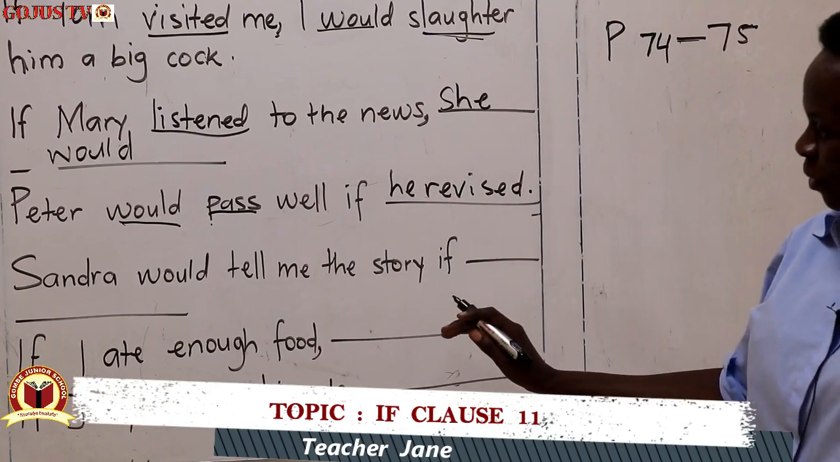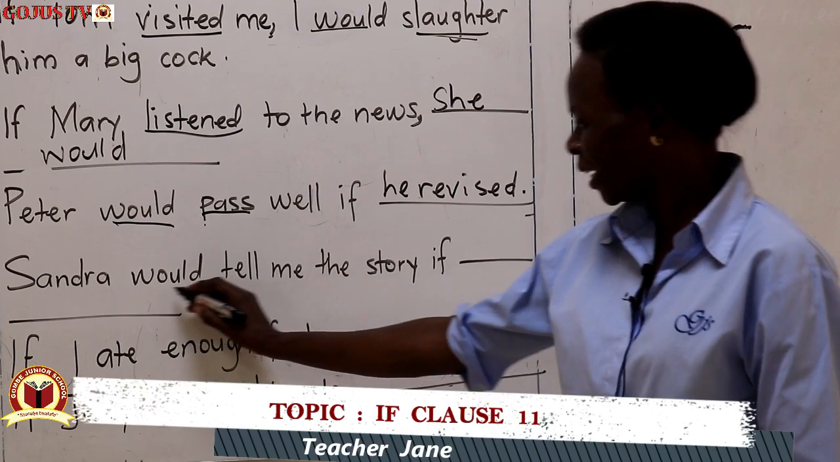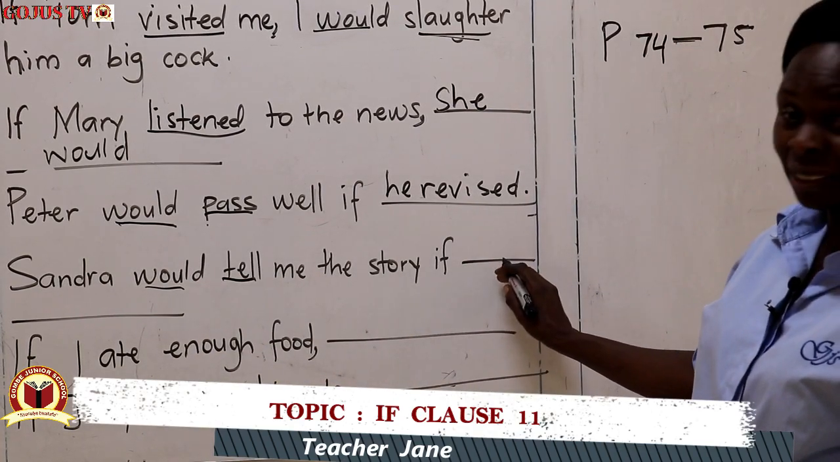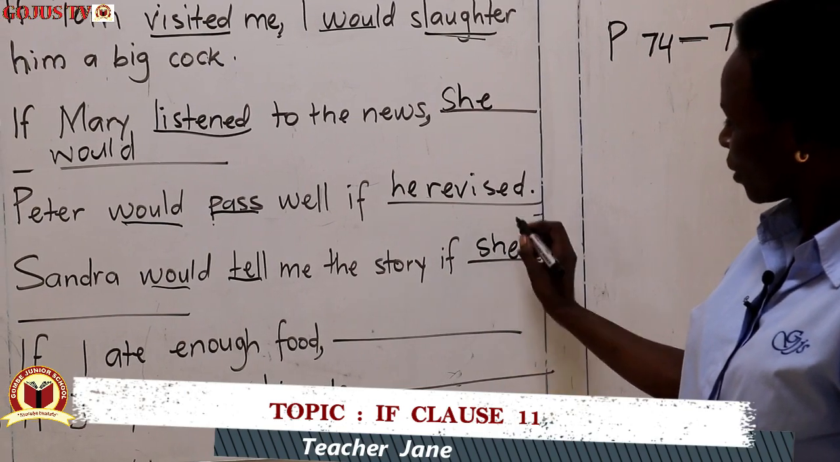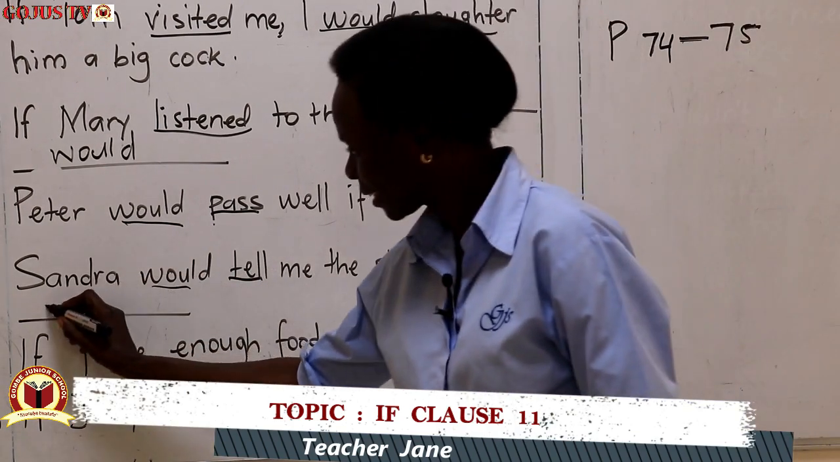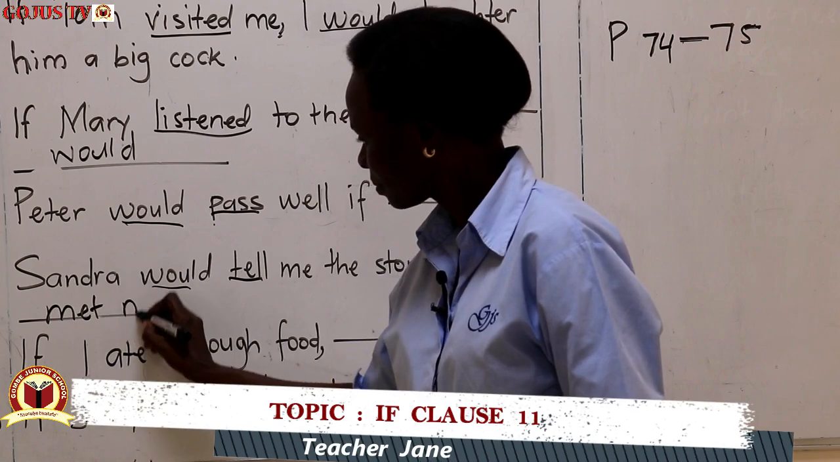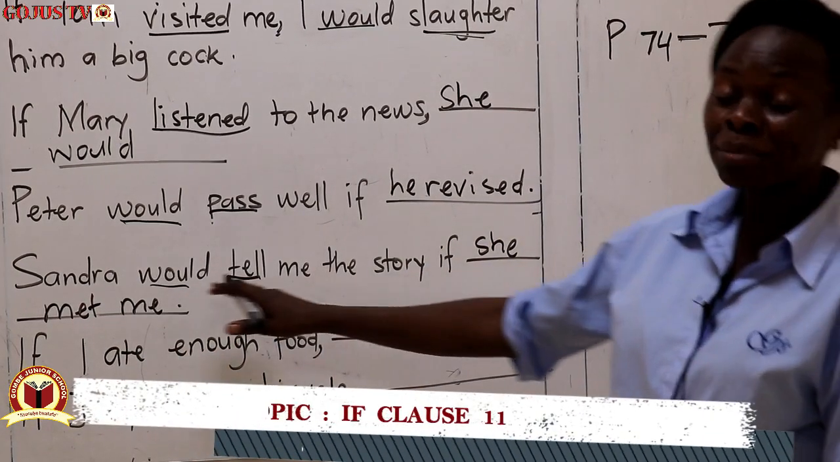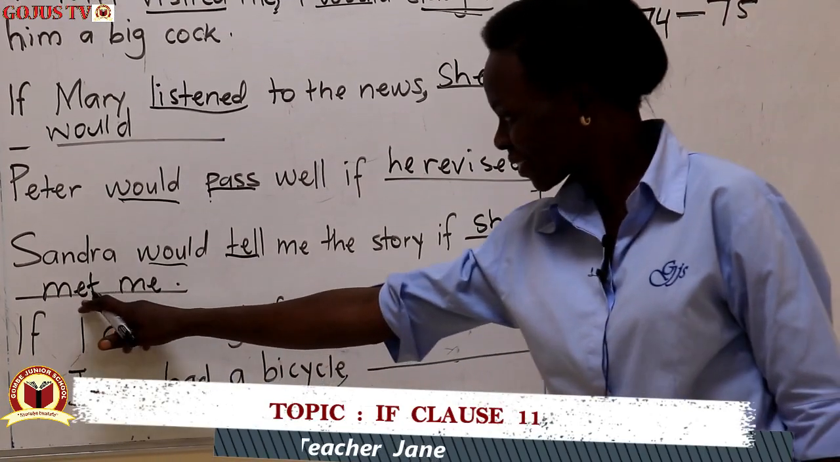Look at number 4. Sandra would tell me the story if she, complete with me, if she met me. Sandra would tell me the story if she met me. This is past simple tense.